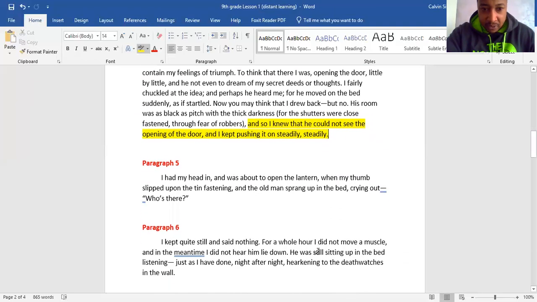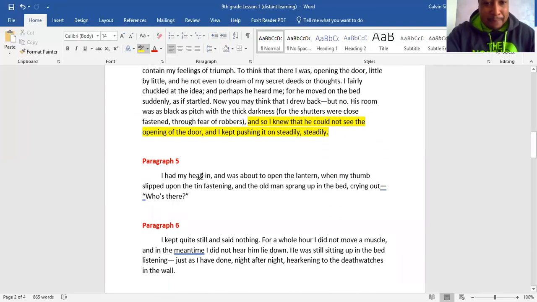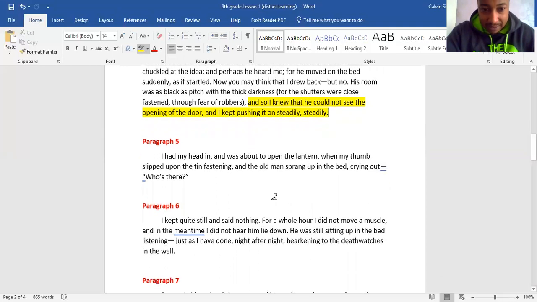All right, let's move on to paragraph 5. "I had my head in and was about to open the lantern when my thumb slipped upon the tin fastening, and the old man sprang up in bed, crying out, 'Who's there?'" Okay, so once again, guys, in paragraph 5, do you see the central idea of madness and obsession being continued? If so, I encourage you to highlight that part of the text where you feel it's either madness or obsession being continued as a central idea, okay?